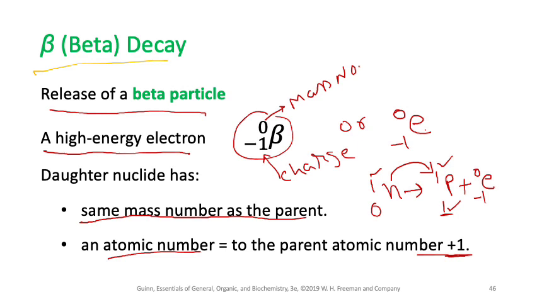Okay, so we'll take one example, but the main thing you need to remember is that a beta particle is a high energy electron. Remember the symbol. And during the beta decay, you are not changing the mass number in the daughter nucleus, but you are changing the atomic number by 1. That means you are increasing the atomic number by 1. So let's take an example on this beta decay.